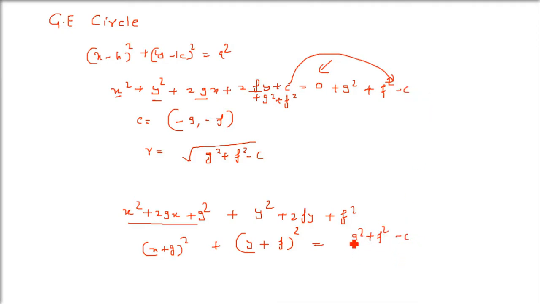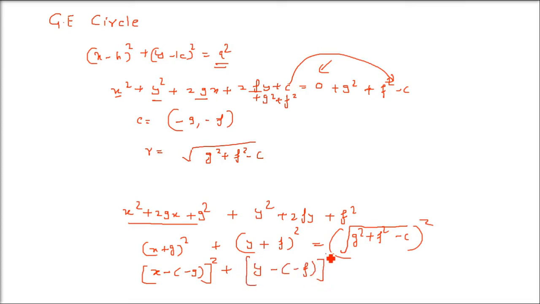Okay. Now we know the equation had a square, the radius square. So let us write it as a root and then square it. x plus g can be written as x minus of minus g. It remains the same. Similarly, y minus of minus f we can write. And then we have g square plus f square minus c under root, and a is basically like this.